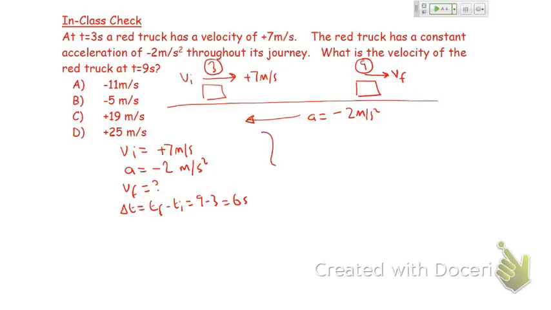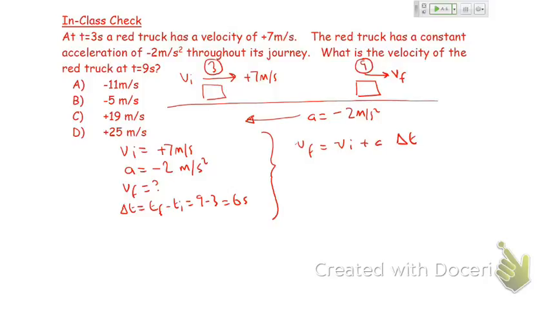Oh my word, it's the same equation. I've asked for something different, but it's the same equation. There are 4 things in an equation, so there are 4 possible things I can ask you. I just have to give you the other things. Vf equals Vi plus A delta T.